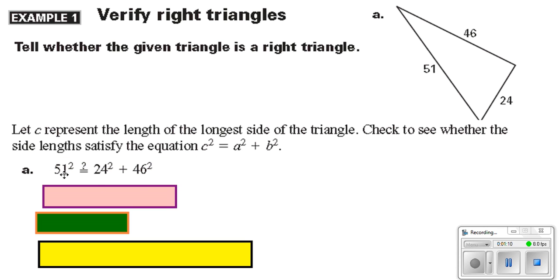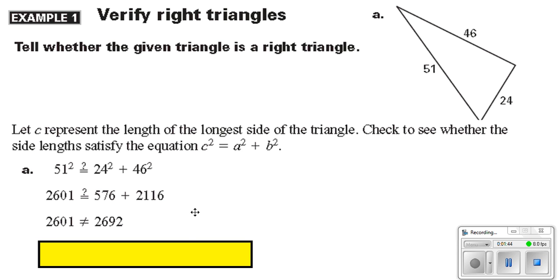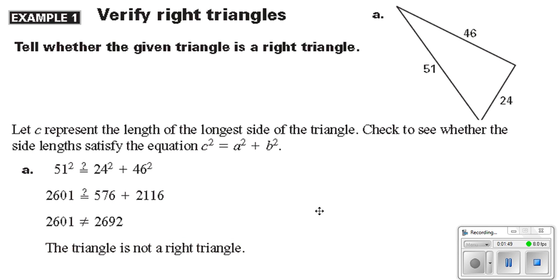we get 51 squared. Does it equal 24 squared plus 46 squared? Again, the longest side is in the C position, the other two on the other side of the equation. So we go ahead and square everything, and we come up with 2601 on the left side. 24 squared is 576, and 46 squared is 2116. So we'll simplify this right side by adding those two numbers. And we can see the two sides do not come out equal. So this triangle is not a right triangle.